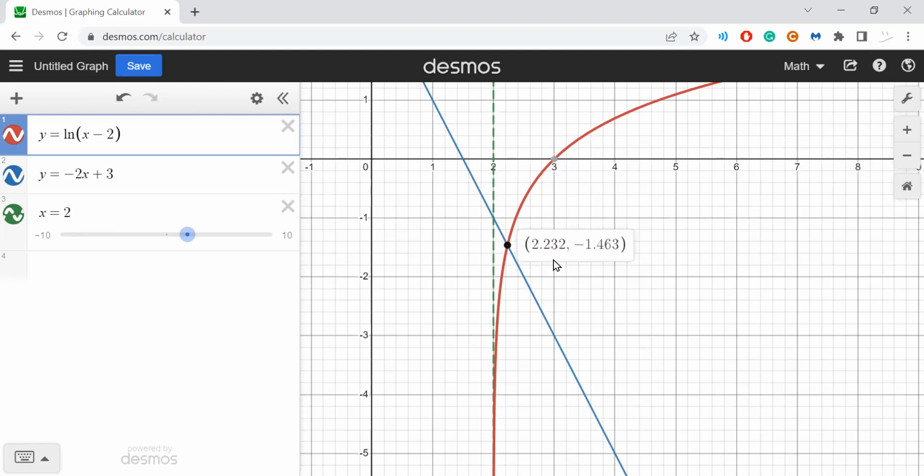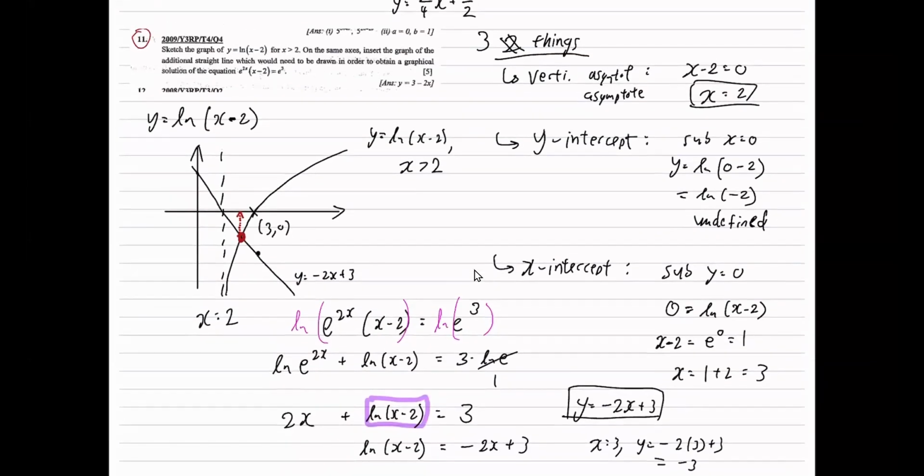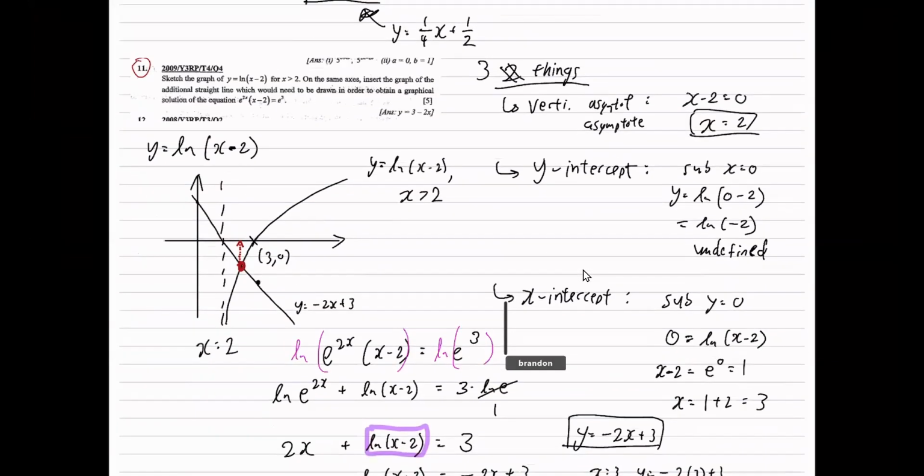The point is to know that you can use software to help you find the solution by simply drawing this extra line. You can use software to find the solution for you, but you need to know what to put inside the graphing calculator. Okay. So that's 11. Let's move on to the next one.